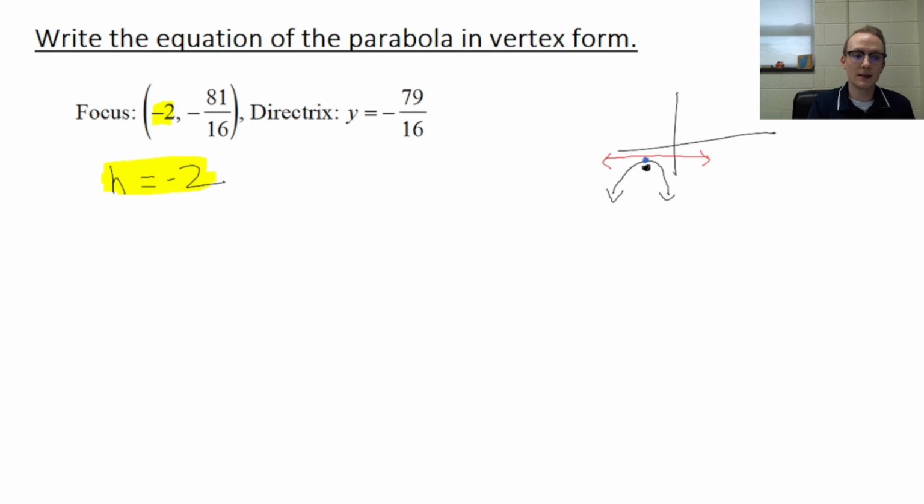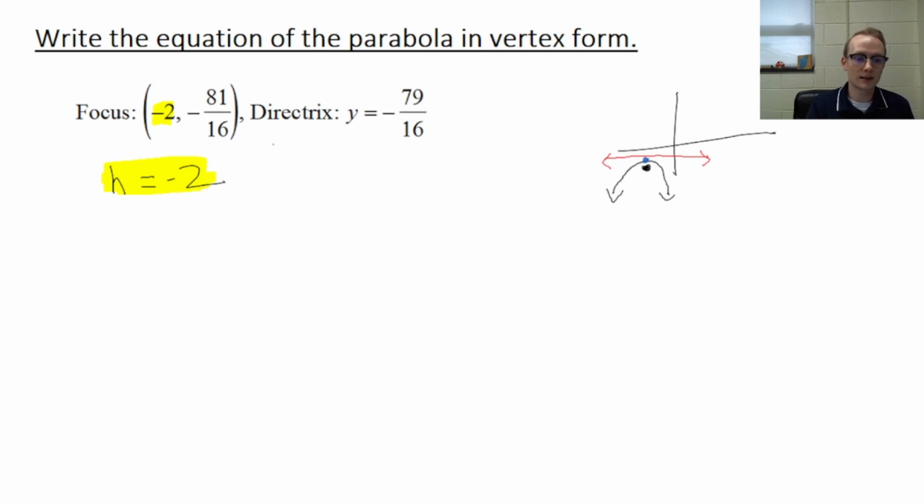Now, k is not the same as the y-coordinate of our focus. In order to find k, we need to utilize the fact that the vertex is equidistant from the focus and the directrix, or every point on a parabola is the same distance from the focus and the directrix. So essentially, we need to find what number is in the middle of negative 81 over 16 and negative 79 over 16. We're comparing the y equals value of our directrix to the y-coordinate of our focus.